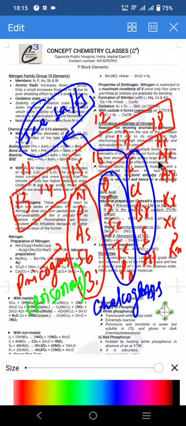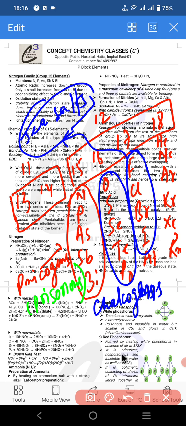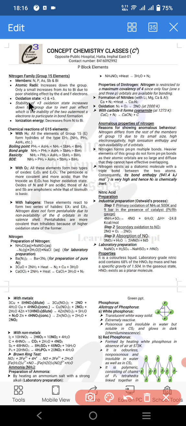And group 18 elements are called noble gases or inert gases or zero group elements, since they are very inert and do not react with other elements. So I'm going to start the nitrogen family now. In the nitrogen family, let us discuss atomic radii first. Atomic radii generally increase from top to bottom.